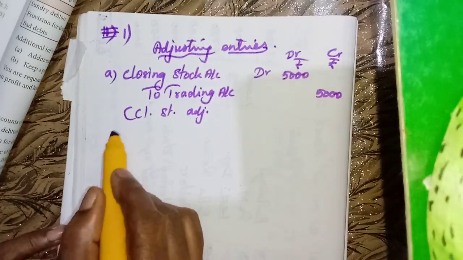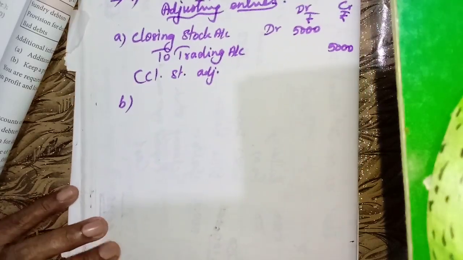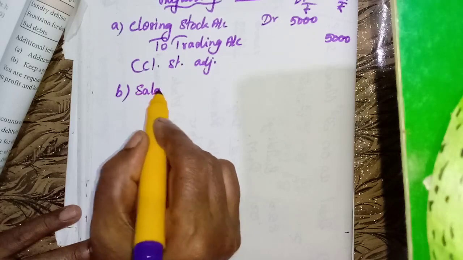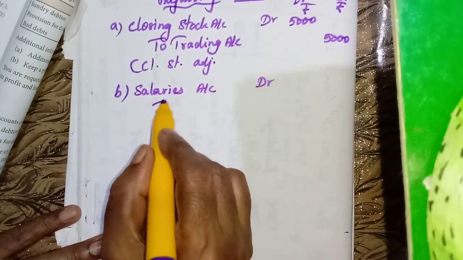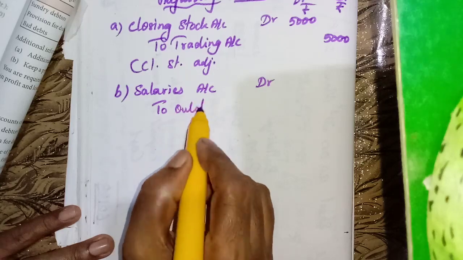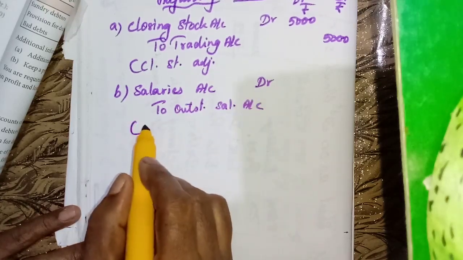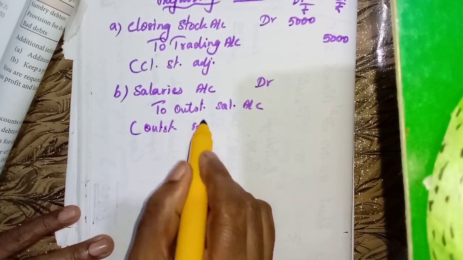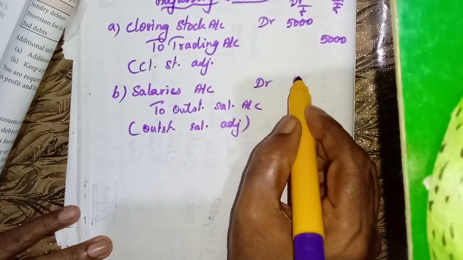Then the outstanding salaries. For outstanding salaries, we need to pay. So, salary account must be debited. Salaries account debtor to outstanding salaries account. Outstanding salaries adjusted. Okay, amount 150.